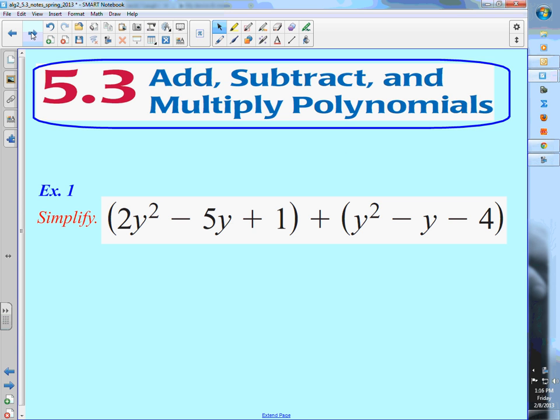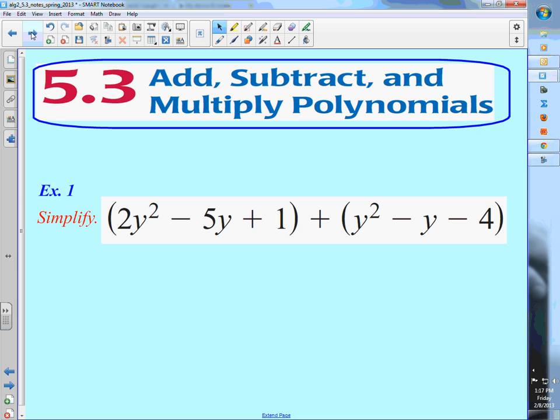Okay, so we are going on to section 3. Adding and subtracting polynomials is not meant to be belittling to you, it's just a review. And then multiplying polynomials should be pretty straightforward for you. Okay?